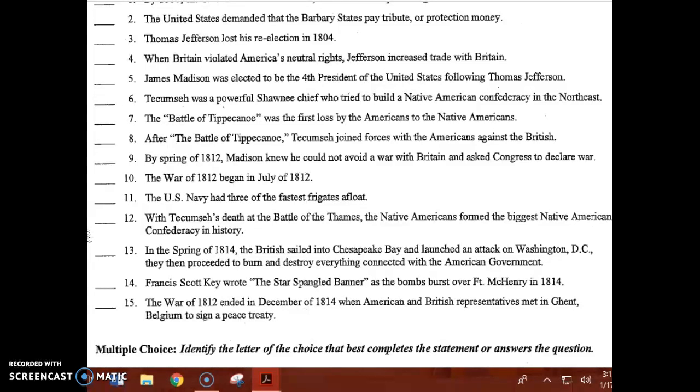Number 13. In the spring of 1814, the British sailed into Chesapeake Bay and launched an attack on Washington, D.C. They then proceeded to burn and destroy everything connected with the American government. Number 14. Francis Scott Key wrote the Star-Spangled Banner as the bombs burst over Fort McHenry in 1814. Number 15. The War of 1812 ended in December of 1814 when American and British representatives met in Ghent, Belgium, to sign a peace treaty.